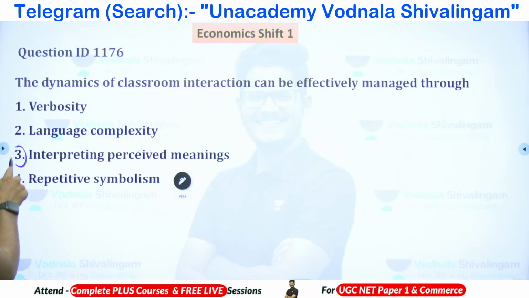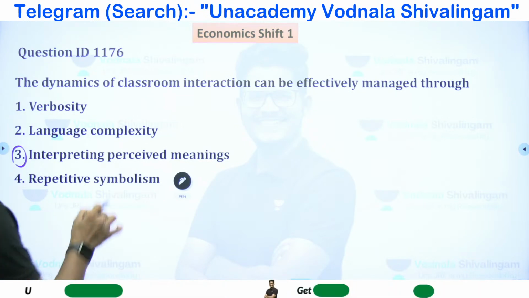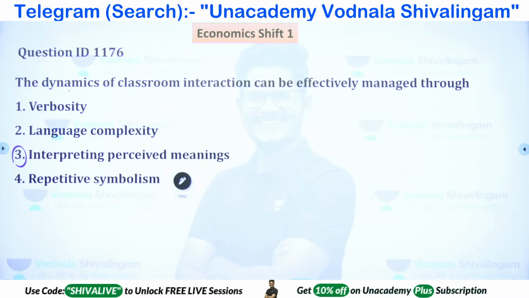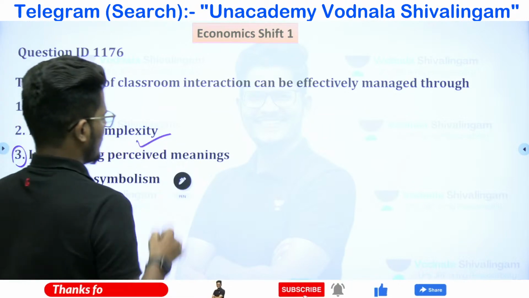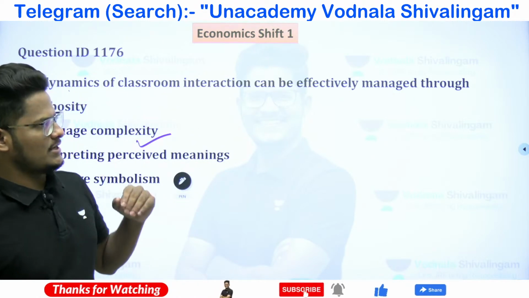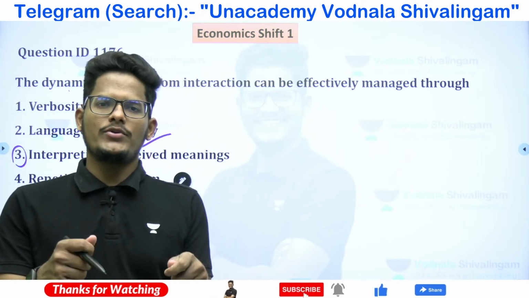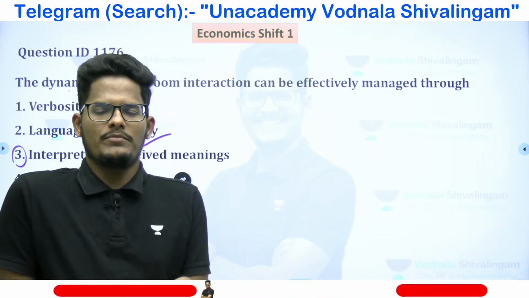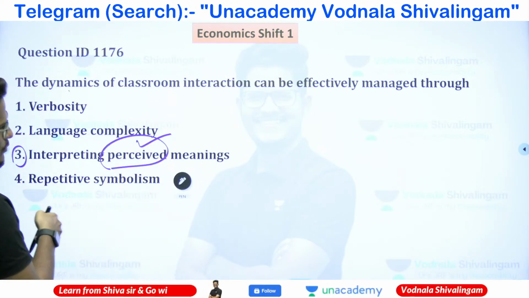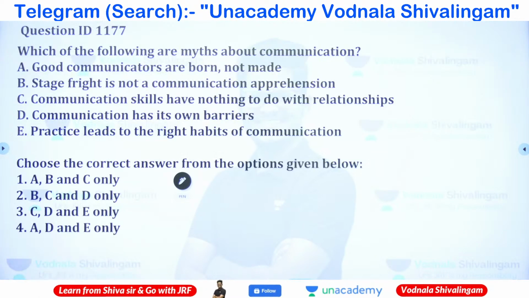Option C, interpreting perceived meanings. Dynamics of classroom interaction can be effectively managed through interpreting perceived meanings. Right now we have a classroom going on. Classroom interaction can be effectively managed through how you are taking my teaching and how I am taking your learning. That is the main thing, the perseverance between both teacher and learner.